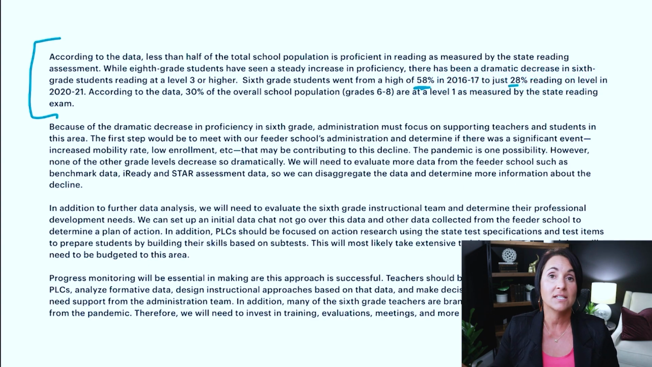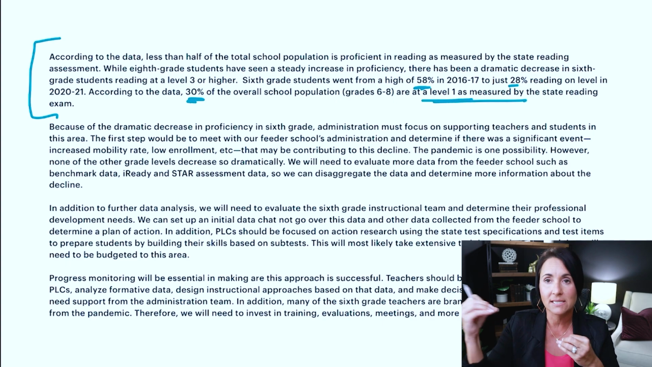So in 2016, 2017, they were way above the 50% mark. Now they're significantly below the 50% mark. And then it says, according to the data, 30% of the overall school population are at a level 1 as measured by the state reading.